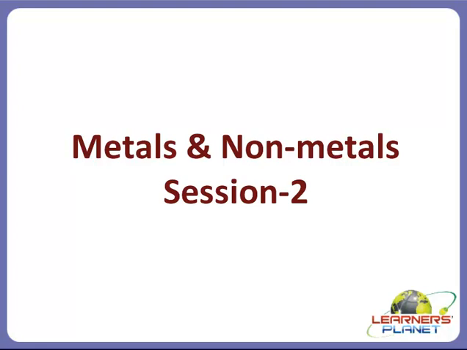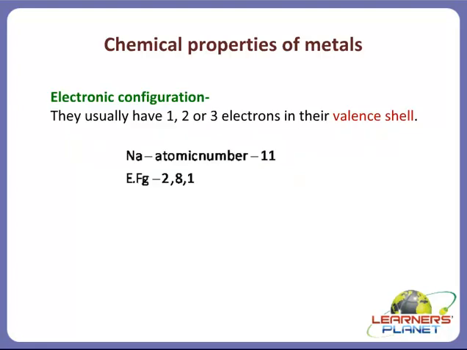In our previous session, we discussed the physical properties of metals, like their electrical conductivity, heat conductivity, hardness, luster and all the physical properties. Now in this session we will discuss the chemical properties of metals. Let's take up the first chemical property of metal. Now this is, children, electronic configuration.